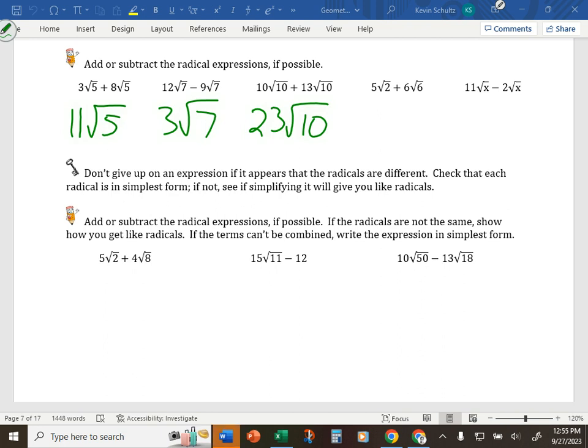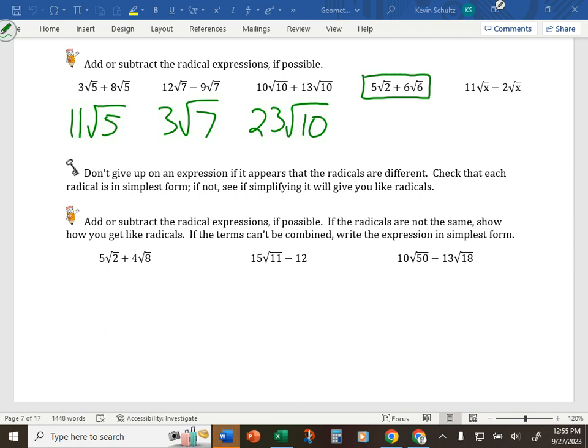I wanted to do that one. Which one? The fourth one. The roots aren't the same, are they? No. Can we make them the same? No. Andrea, can we make them the same? No, you cannot. Okay? Since we cannot make the roots the same, we're done. That's our final answer. Nothing more we can do.